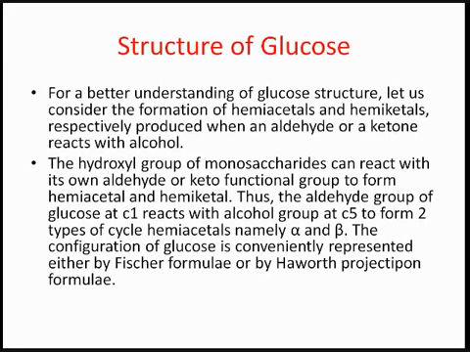Mutarotation is a process of interconversion of alpha D-glucose to beta D-glucose or beta D-glucose to alpha D-glucose with respect to that of equilibrium glucose, which is known as mutarotation. And now if you see, the difference between the alpha D-glucose and beta D-glucose is only at C1. If you see all other C2, C3, C4, C5 and C6, all are same. In alpha D-glucose, the OH is oriented towards right side, and in beta D-glucose, the OH is oriented towards left side.